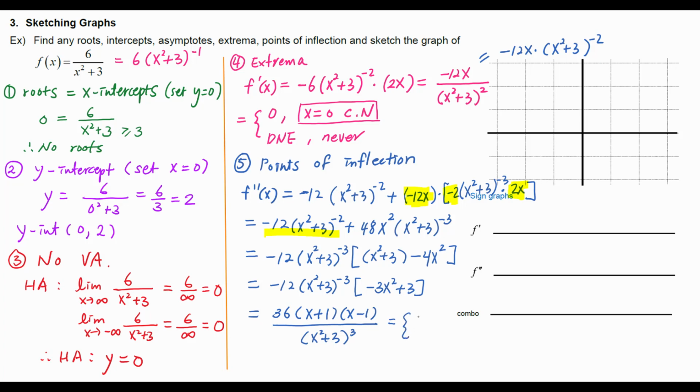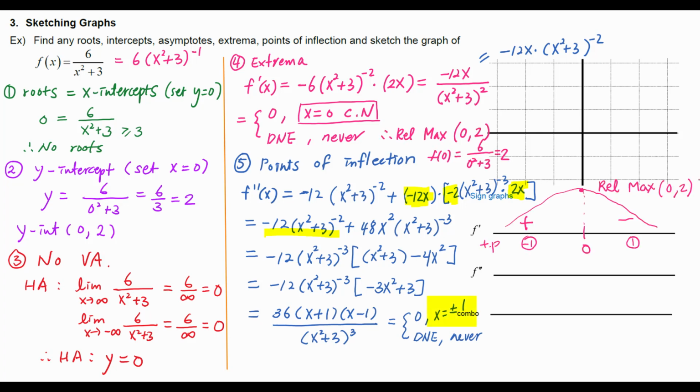And this becomes 0 when x equals plus or minus 1. Since the numerator is 0, this whole quantity is 0. And the denominator, as we said the whole time, can never be undefined. So "does not exist" is never going to happen in this case. So these are two possible points of inflection.